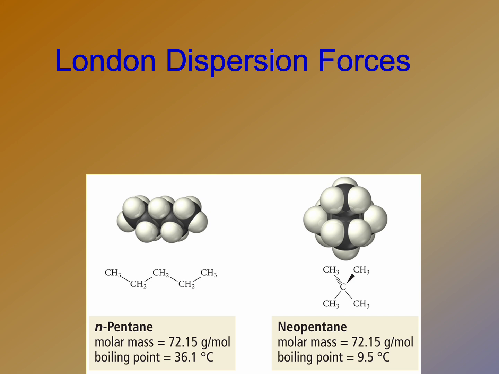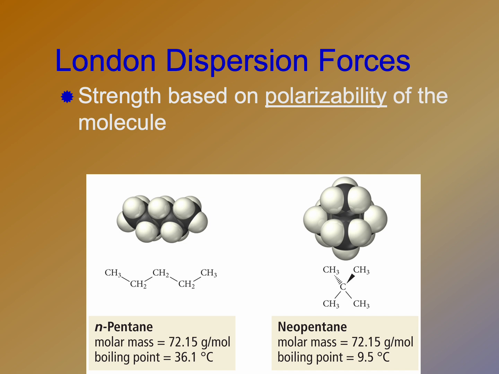So here we have a sample of pentane and a sample of neopentane. It just looks at the overall arrangement of it. With these, strength is based off of polarizability of the molecule. If we look at these, they have the same formula. So based off of electrons, we could not tell which one of these is more polarizable. However, we can also look at the overall shape of the molecule to help determine which one would have stronger forces.